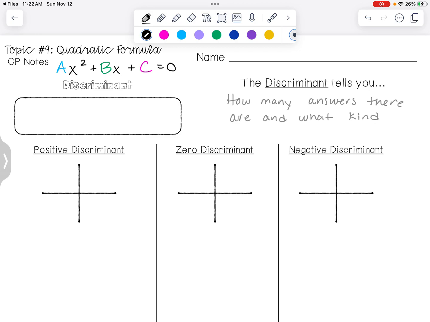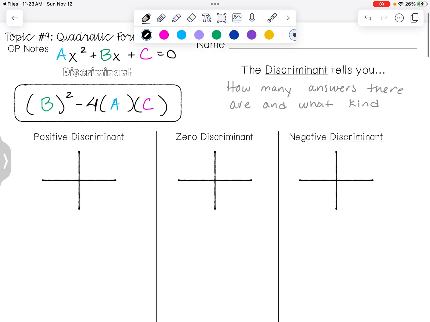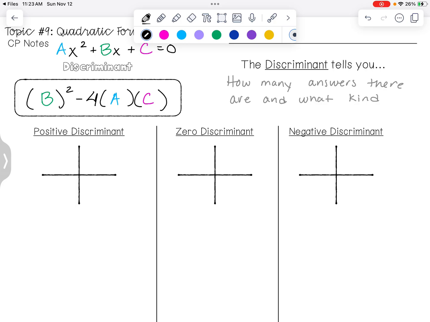The discriminant formula is b squared minus 4 times the a value times the c value. So that 4 is built into the equation. No matter if there's a 4 in the problem or not, that 4 is part of the discriminant equation. And so visually, there's 3 different ways that your parabola could look.